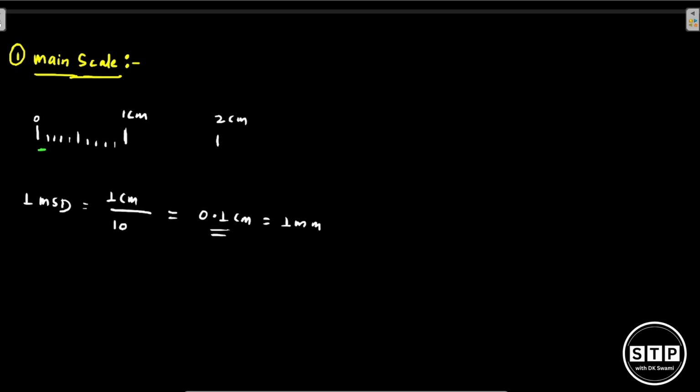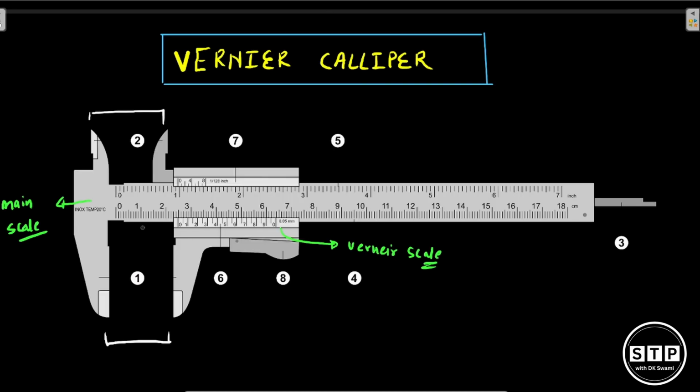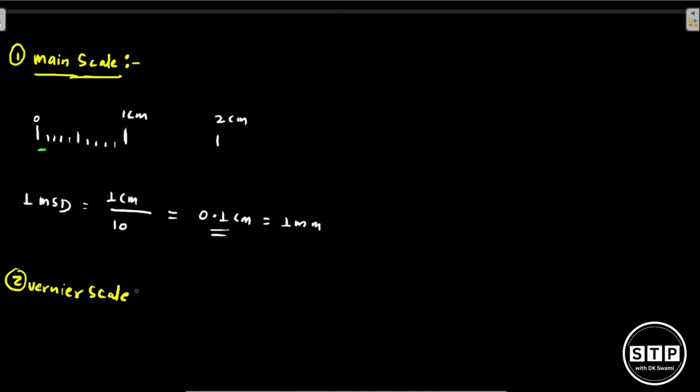Now the second one is the vernier scale. Which one is the vernier scale? Like we have seen over here, the lower scale we are calling the vernier scale. Now in this there will be a certain number of vernier scale divisions, like 1, 2, 3, 4, 5, and so on. These vernier scale divisions will match with the main scale.